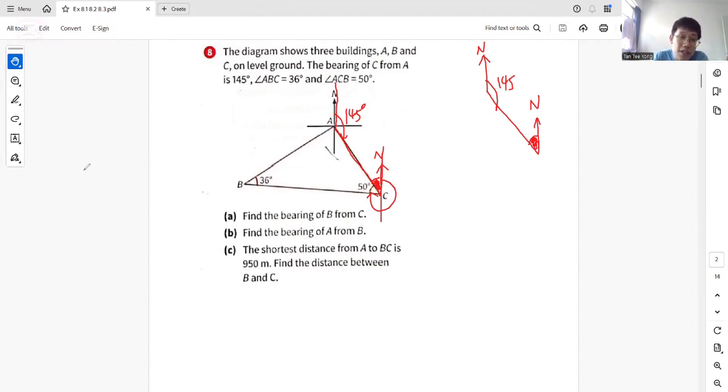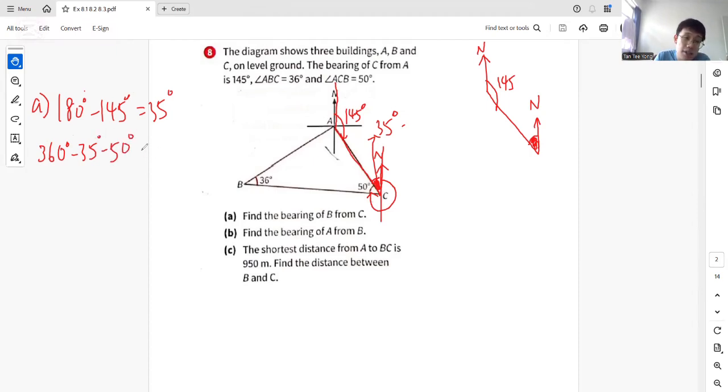So the first step, part A. We take 180 degrees minus 145 degrees, which gives us 35 degrees. So this angle here is 35 degrees. And then after that, we can find the bearing of B from C already. How? Just take 360 minus 35 minus 50. So this will give us 275 degrees. So the bearing of B from C is 275. This is for part A.